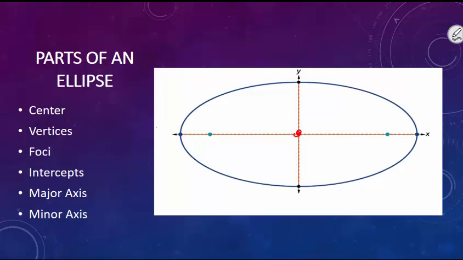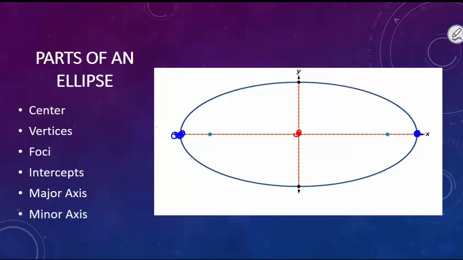The next part that we go on to is the vertices. The vertices are the sharpest curves of the ellipse located on the major axis. The major axis is the longer axis of the ellipse that the foci are also located on. So the vertices are represented here and here.